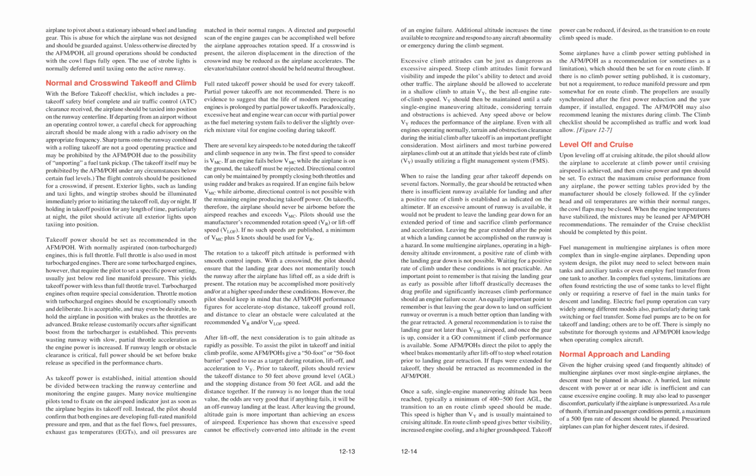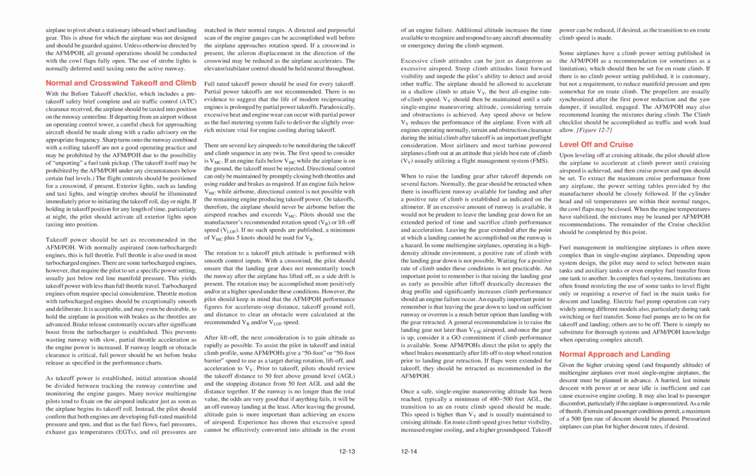Some AFM/POHs direct the pilot to apply the wheel brakes momentarily after liftoff to stop wheel rotation prior to landing gear retraction. If flaps were extended for takeoff, they should be retracted as recommended in the AFM/POH. Once a safe, single-engine maneuvering altitude has been reached, typically a minimum of 400-500 feet AGL, the transition to an en route climb speed should be made. This speed is higher than VY and is usually maintained to cruising altitude. En route climb speed gives better visibility, increased engine cooling, and a higher ground speed.